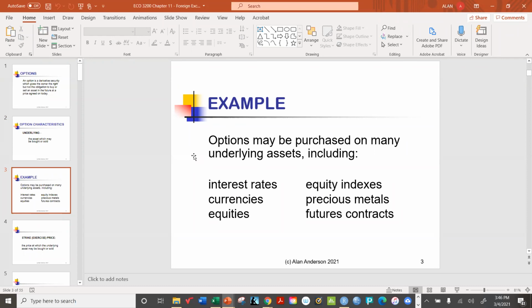So there's tons of things. Now, in addition to these, you can now buy options on non-economic variables. For example, you can actually buy options on the weather. You can buy an option, for example, where you get paid if there's more than a certain amount of snowfall or rainfall. That kind of thing is also available. There's all kinds of crazy options out there, but most of them focus on these financial assets.